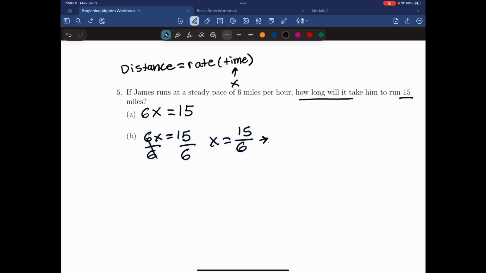Now, if we convert that to decimal form, 15 divided by 6 equals 2.5. So x equals 2.5 hours. That means it'll take James approximately 2.5 hours to run 15 miles at a steady pace of 6 miles per hour.